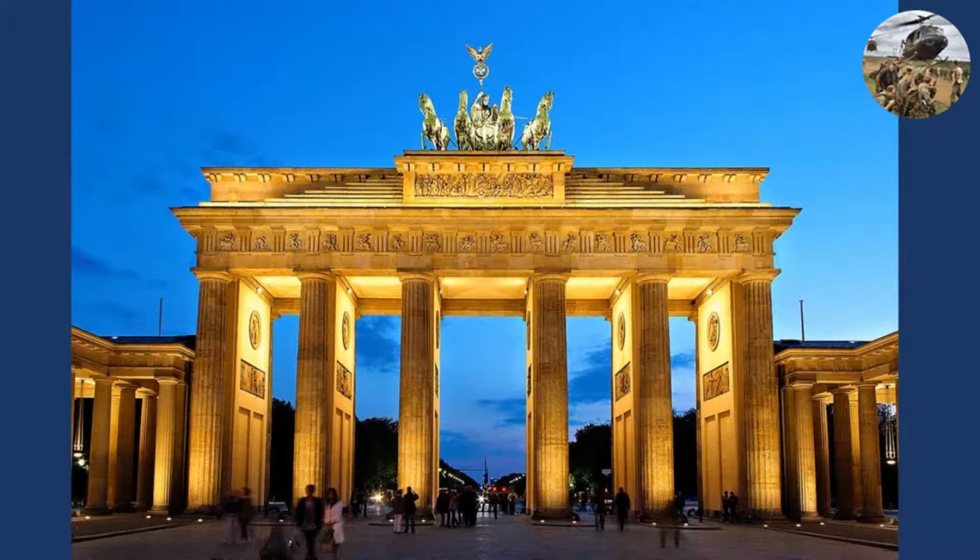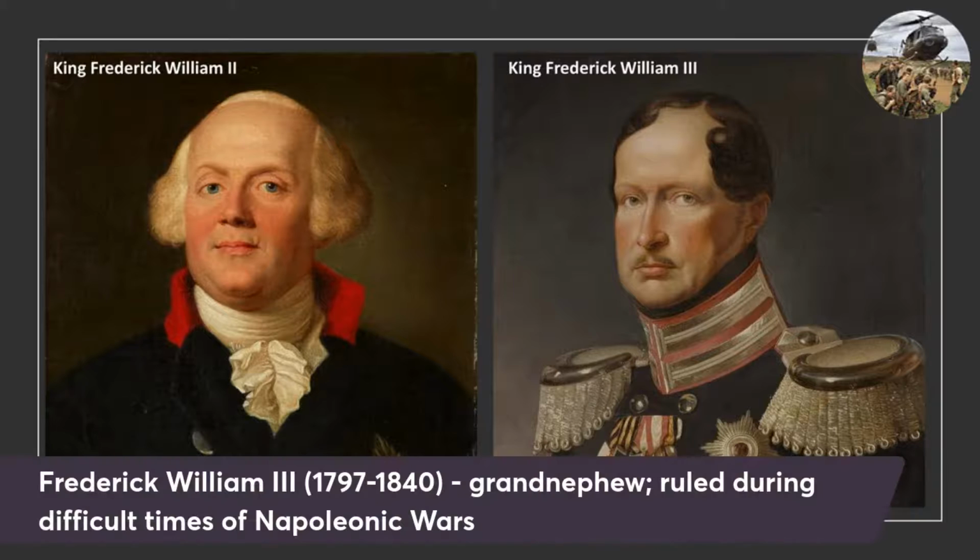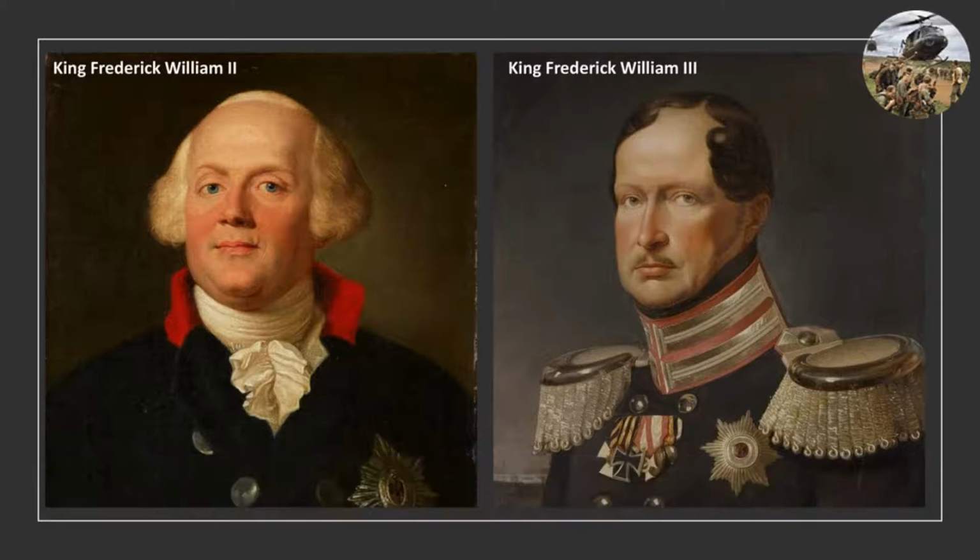And then the monarch on the right is Frederick William III, basically the grandnephew of Frederick the Great. He was the monarch during the Napoleonic Wars. He ruled through a difficult time when Napoleon invaded Europe, and at one point Prussia was controlled by the French. So he had to fight off Napoleon as a ruler.